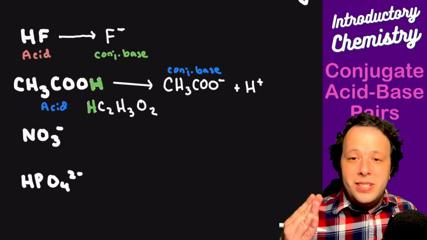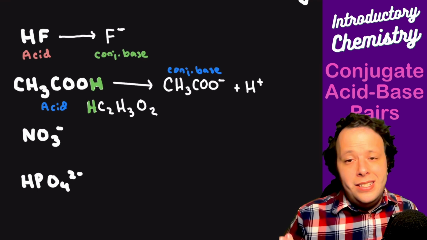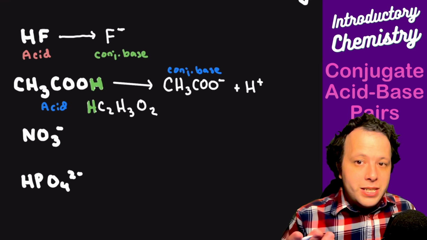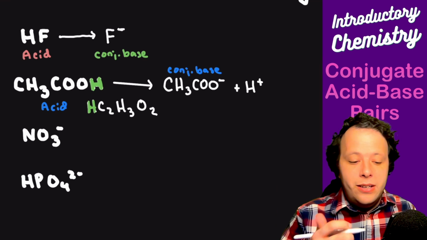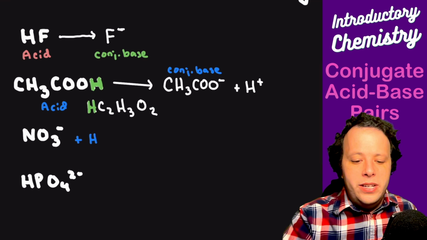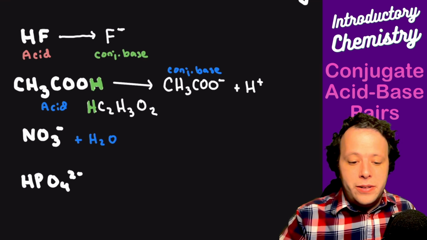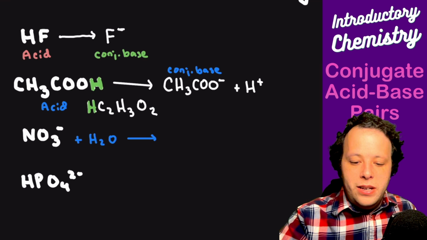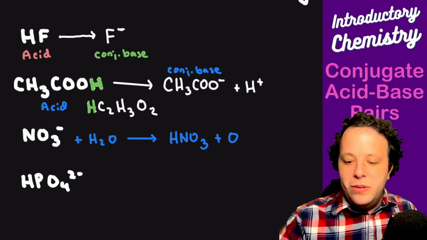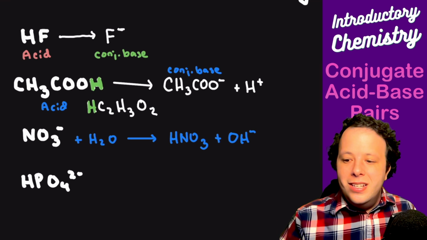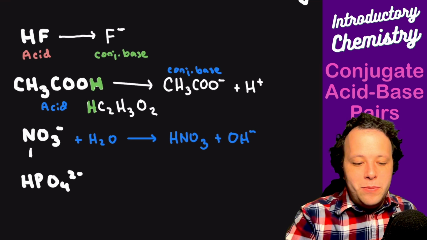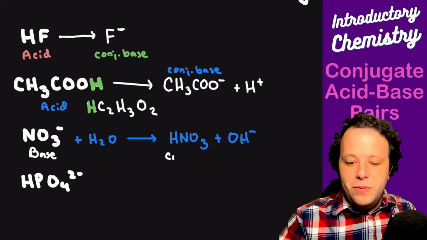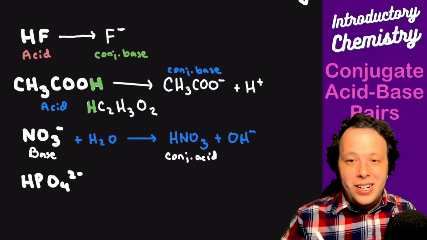Now the next one, NO3 minus, and there's no hydrogen to take from it. So what does that mean? If it were to react with water, for example, it would end up receiving one of those hydrogens. So you can always see how it would actually react with the water. If we were to do that, we would end up having HNO3 and OH minus as the other product. If we were to label that, this would be the base, and this would be your conjugate acid in this reaction. They differ by one single hydrogen.